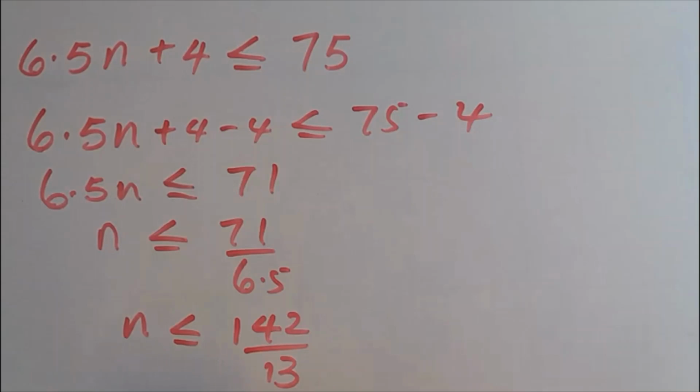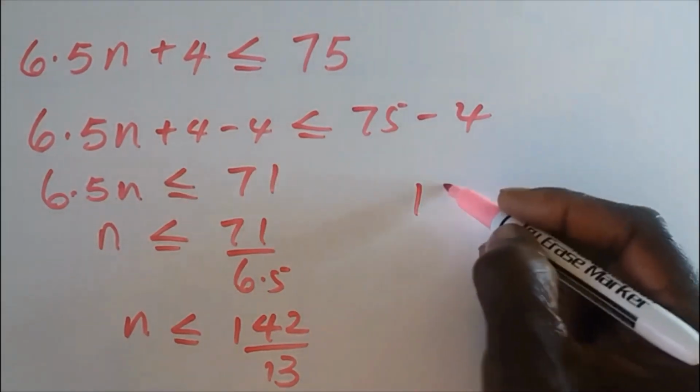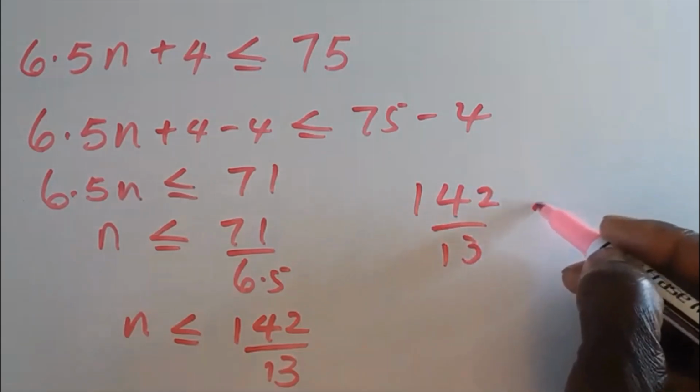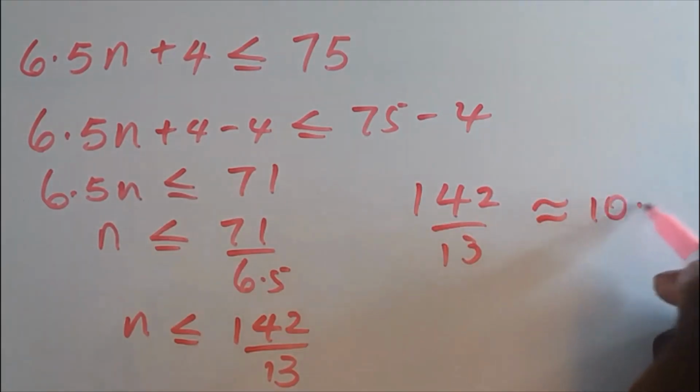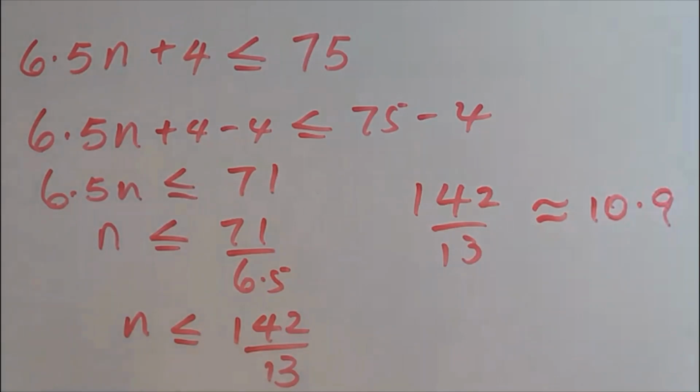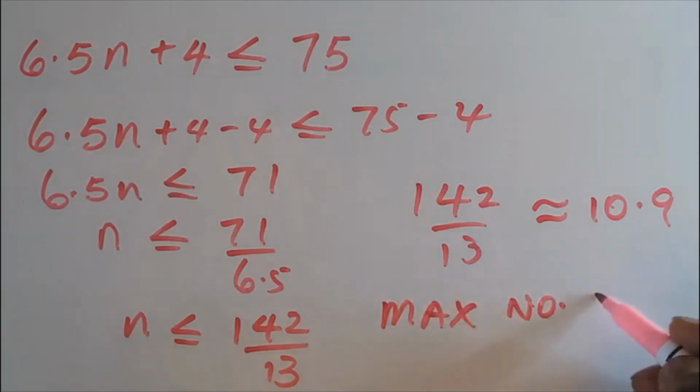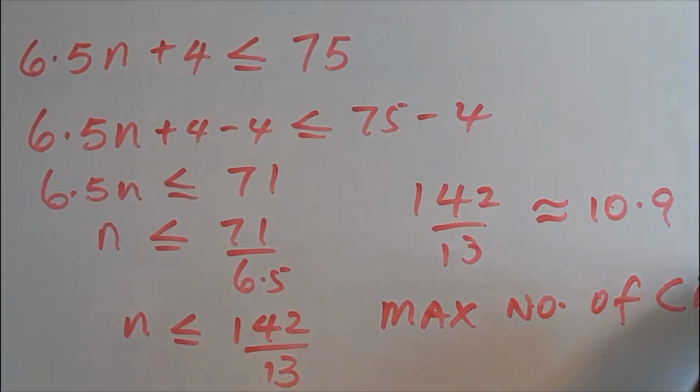Now 142 divided by 13 is approximately 10.9. So the maximum number of CDs that can be bought is 10.